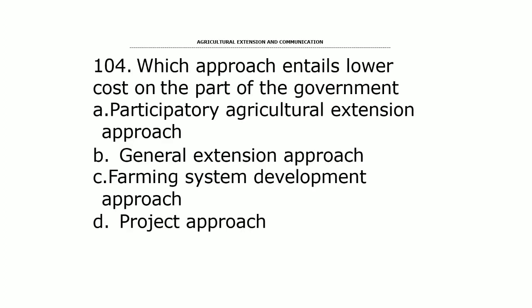Number 104. Which approach entails lower costs on the part of the government? A. Participatory agricultural extension approach. B. General extension approach. C. Farming system development approach. Or D. Project approach. The answer is participatory agricultural extension approach.